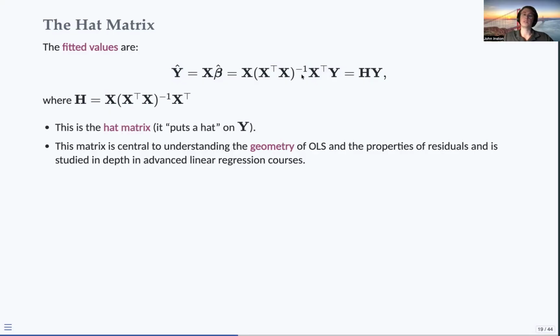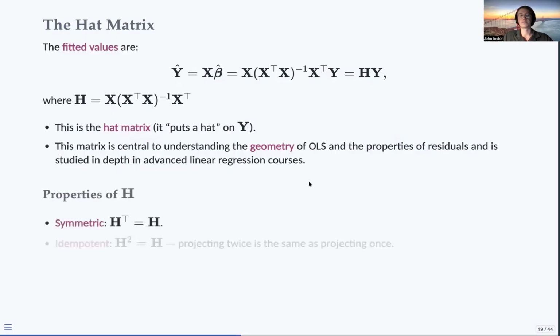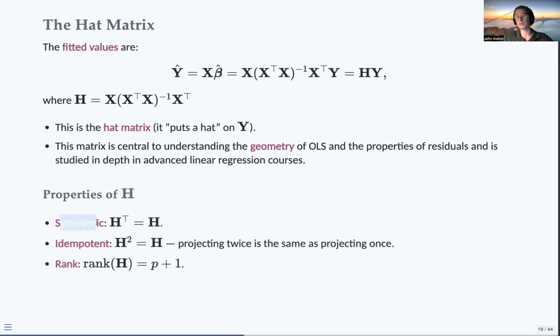So this isn't something we will delve into in great detail. We'll mention some of the properties, but it is quite a complicated thing to study because it is central to understanding the geometry of OLS and the corresponding properties of the residuals. It's something we will definitely look at in a lot more detail in more advanced linear regression courses. That's obviously not the focus of this course. Just some quick properties: it's symmetric. This follows from this specific combination of operations on x. You can show that the transpose of H is just equal to H, and you can just apply it to this train of things and see everything flip around.